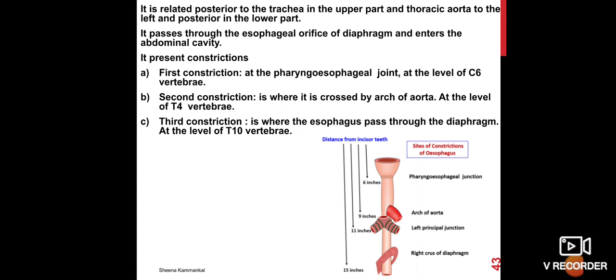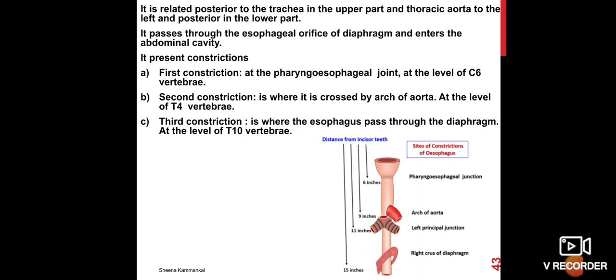It passes through the esophageal orifice of the diaphragm and enters into the abdominal cavity. So after traversing through the cervical region and the thoracic region, finally it has to pierce the diaphragm. The diaphragm consists of three large openings, one for the esophagus, one for the aorta, and one for the inferior vena cava. These are the three structures that have to pass through the diaphragm from the chest cavity to the abdominal cavity. So the esophagus passes through the esophageal opening that pierces the diaphragm, enters into the abdominal cavity and joins with the stomach.